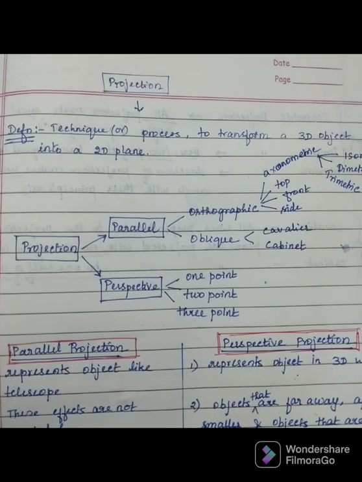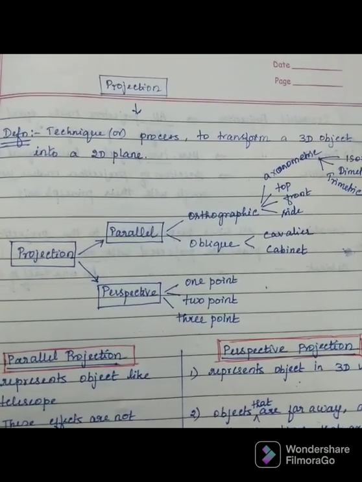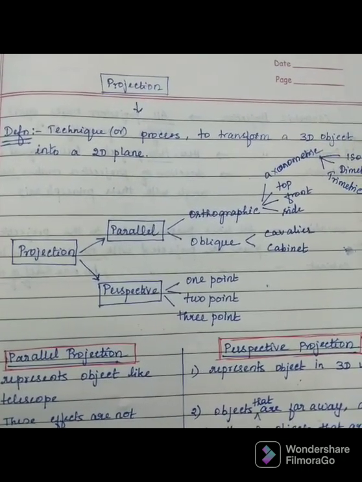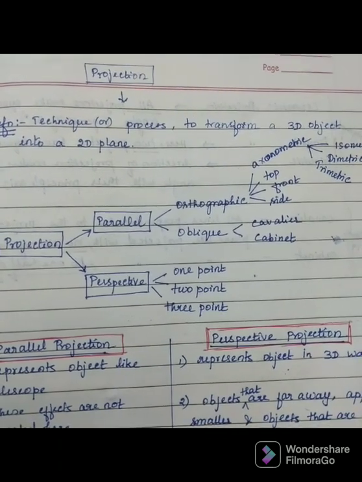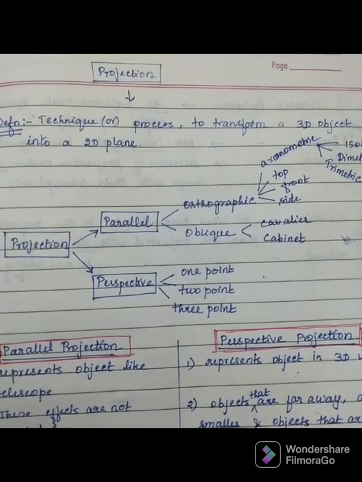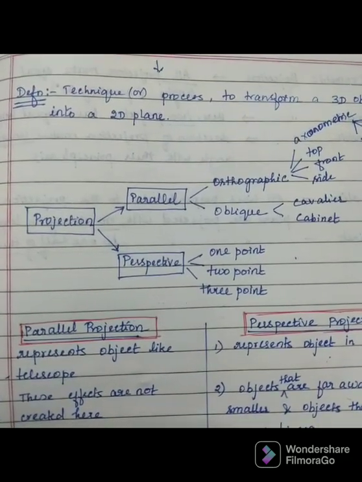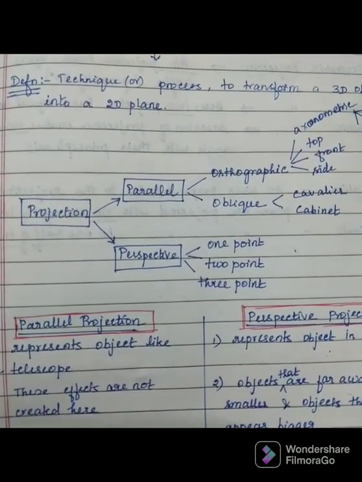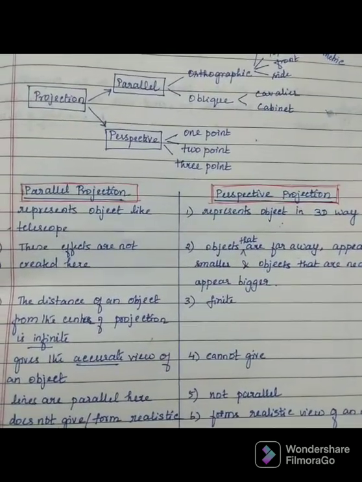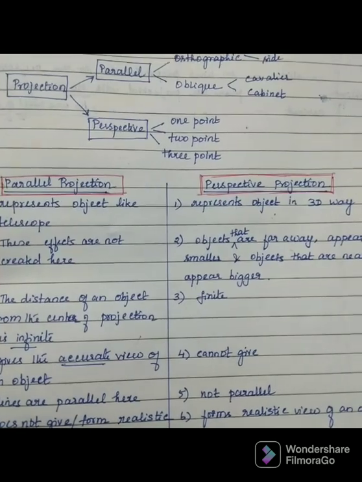Hello students, in this lecture we will be seeing about projection. Projection is a technique or a process to transform a 3D object into a 2D plane. It's of two types, parallel projection and perspective projection. Let's see the difference between parallel and perspective projection now.